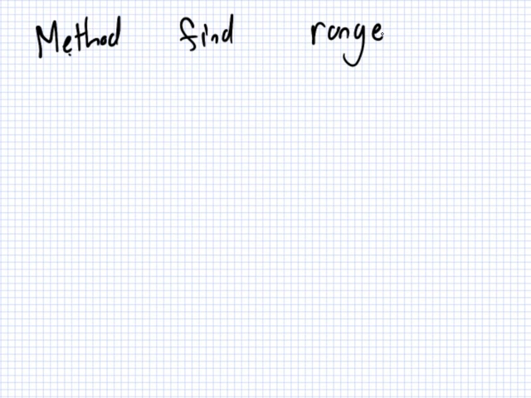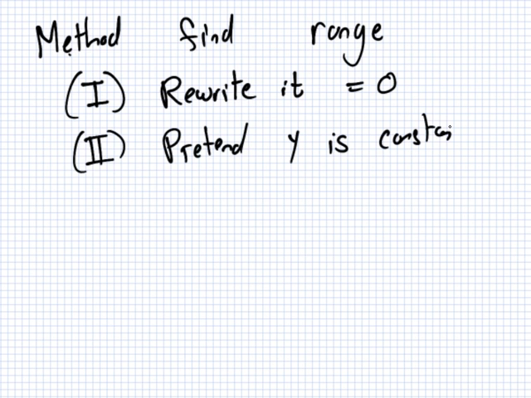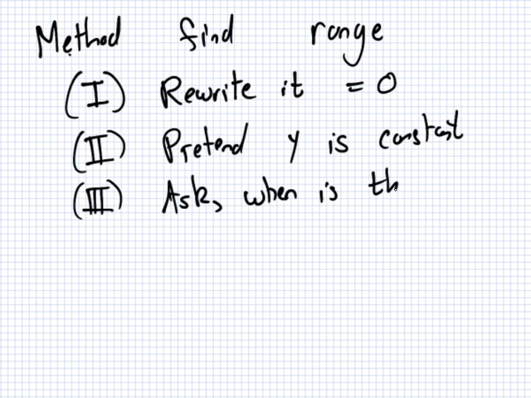Okay, so let me show you the steps. Step 1 is to rewrite it to equal 0. I'll explain that in a moment. Step 2 is pretend y is constant. And then step 3, ask when is this solvable. I'll explain with an example now.